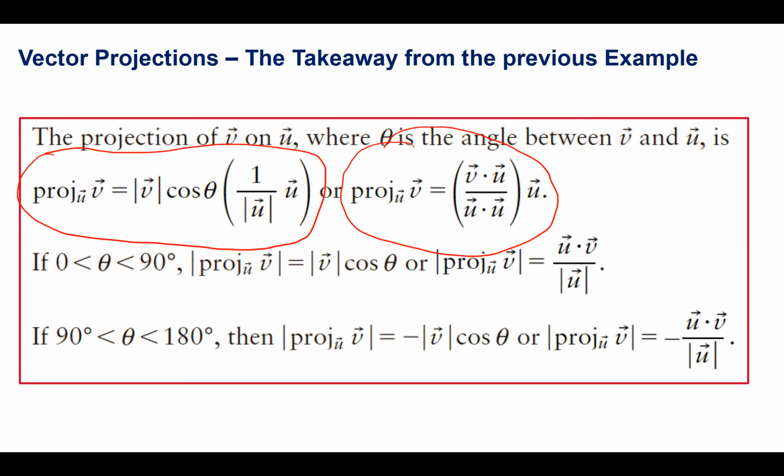And specifically, if theta is between 0 to 90 degrees, the magnitude of the projection of v on vector u is given by the magnitude of v times cosine theta, or the dot product between u and v over the magnitude of u. Whereas when theta is between 90 and 180 degrees, then the magnitude of projection of v on vector u is given by negative the magnitude of v times cosine theta, or negative the dot product of u with v over the magnitude of vector u. Okay, any questions?